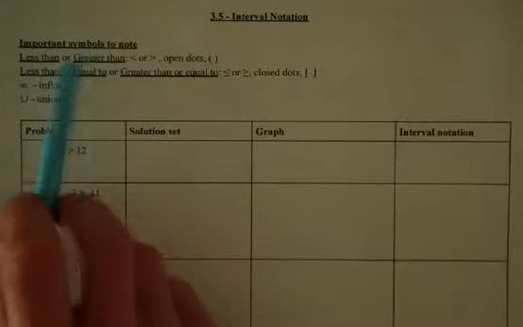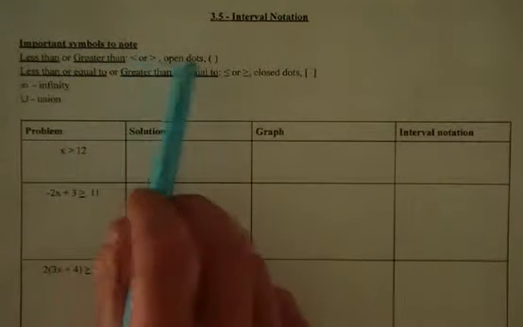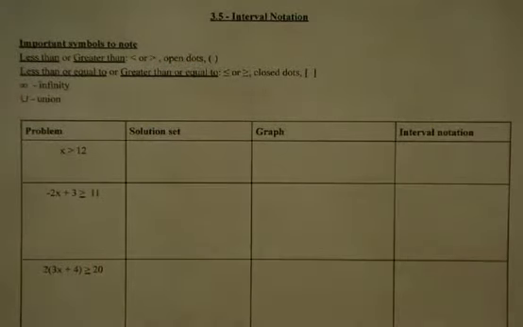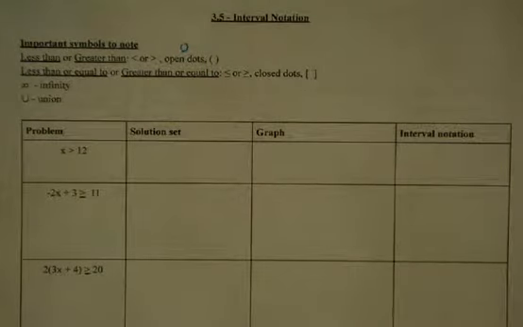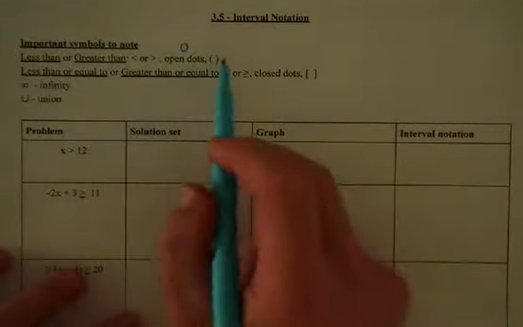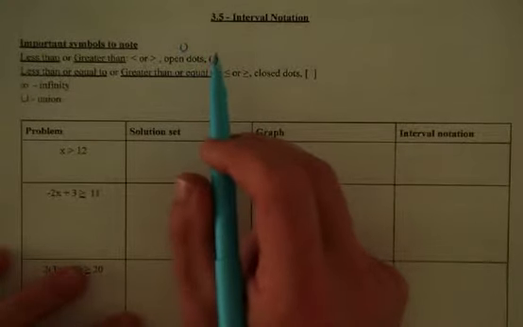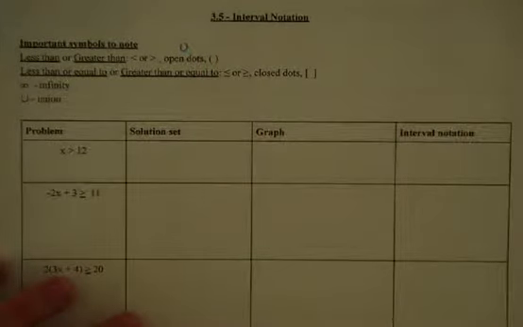We know that less than looks like this, and greater than looks like this. When we graph, less than or greater than is going to be an open dot, an open circle. I'll draw one up here just to remind you. With interval notation, if we have less than or greater than, we're going to use parentheses, the rounded ends to represent that interval notation. And you'll see that in a second.